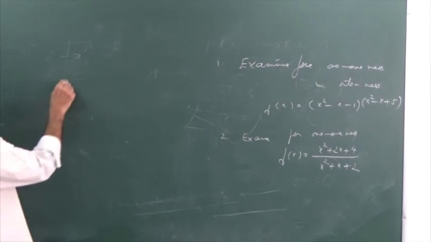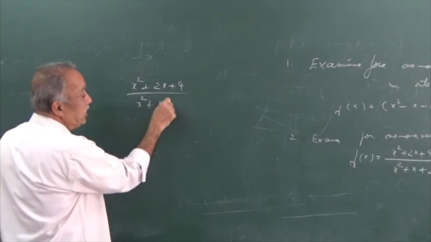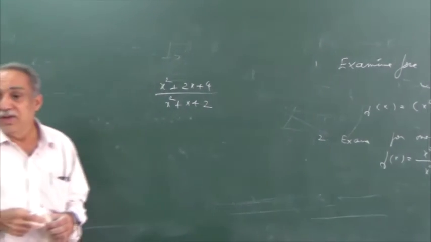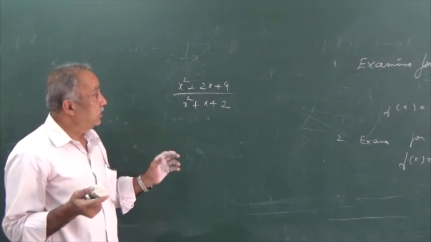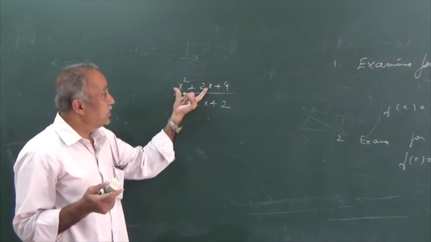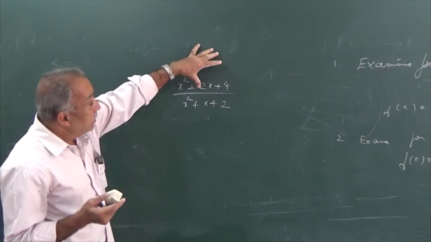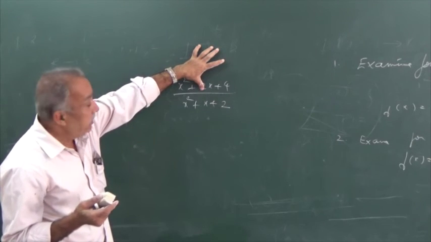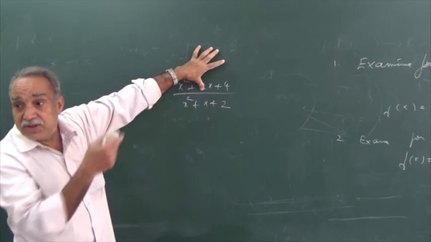To examine whether (x² + 2x + 4)/(x² + x + 2) is 1-1 or not. Only 1-1 is. It is different from the previous example in the sense that the portion consisting of these two terms is not common. Had we given x² + x + 4 in the numerator and x² + x + 2 in the denominator, we could have applied the same idea.